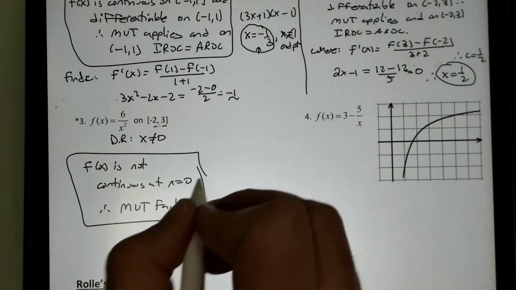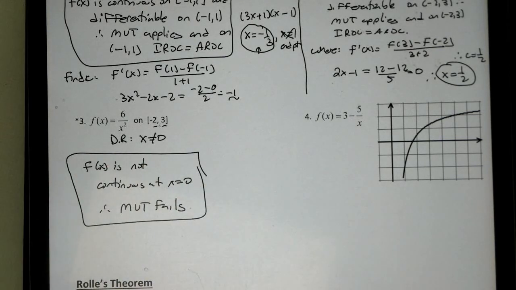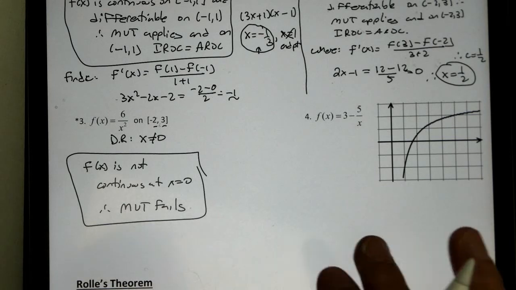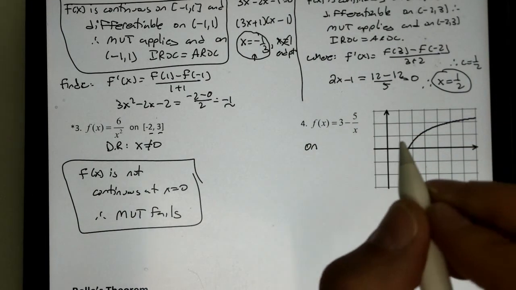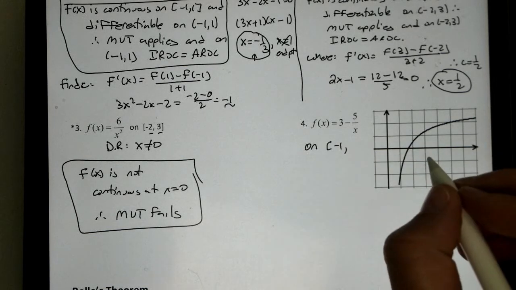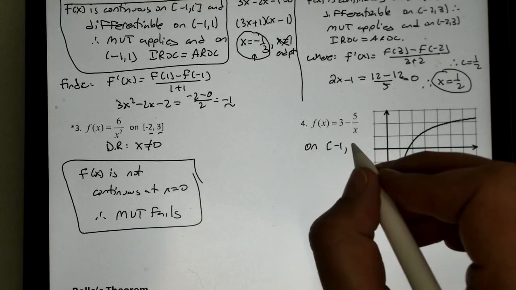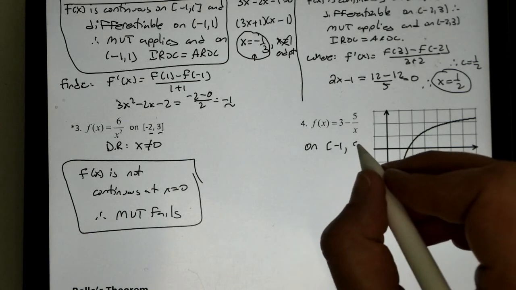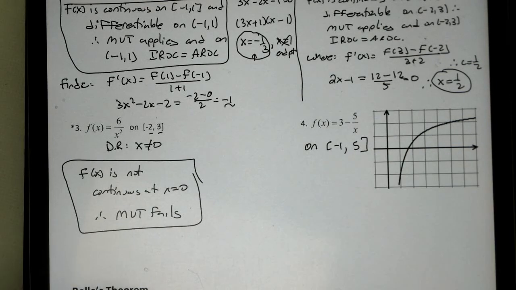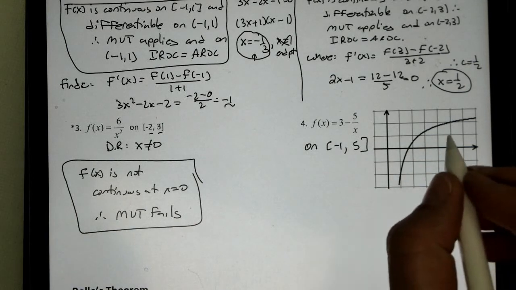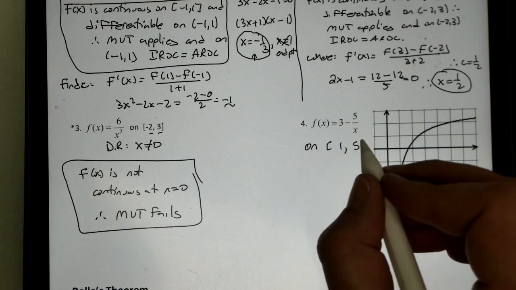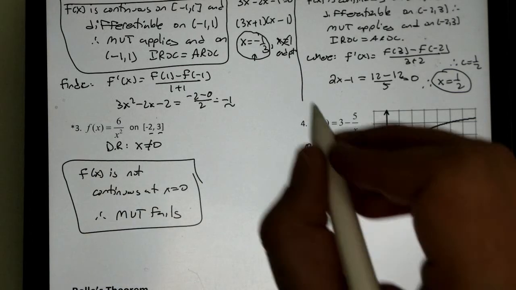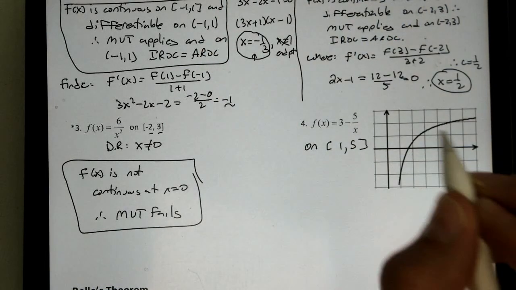So if you check your domain restrictions, sometimes you get like, oh, look, that's pretty easy. All right, so let's take a look at number 4 right here. Oh no, I forgot to put my domain on this one. So let's make up our domain. Let's go from negative 1 to 5. There we go. Sorry about that. Actually, that should be a positive 1. We'll make that a positive 1 there, and a 5. Everything keeps erasing. There we go. We'll go from 1 to 5.